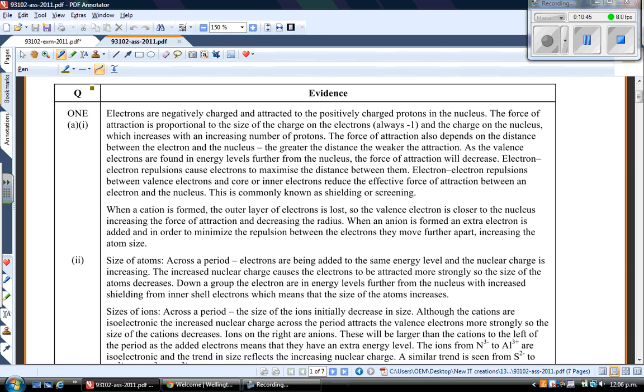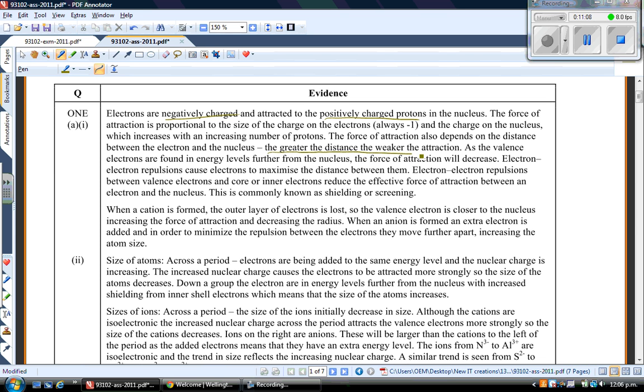Electrons are negatively charged, so you needed to mention the charge, and protons are positively charged, and they're in the nucleus. The force of attraction is proportional to the size of the charge in the electrons. Electrons are always -1, and the charge in the nucleus, which increases with an increasing number of protons. The force of attraction also depends on the distance between the electron and the nucleus. The greater the distance, the weaker the attraction.